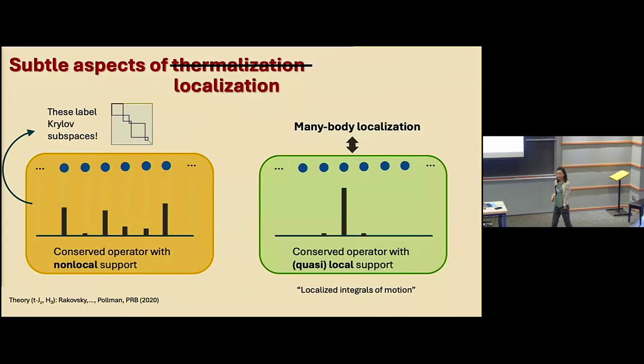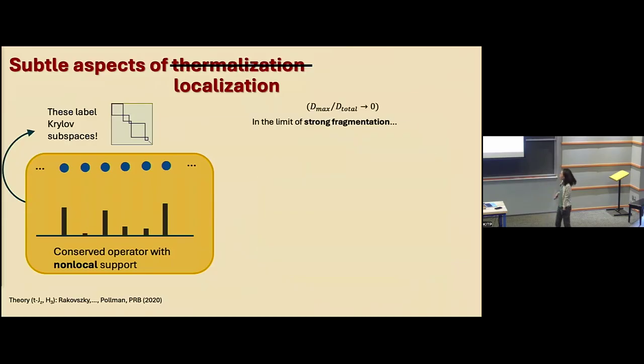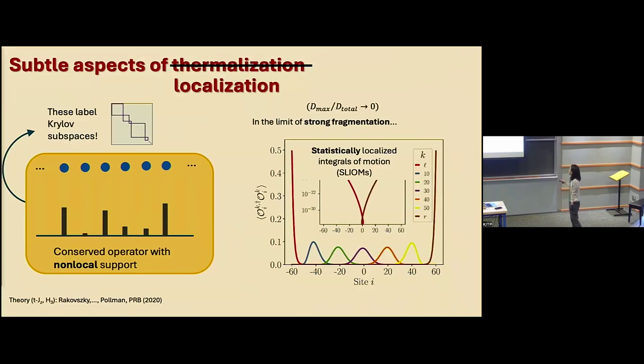So the question we want to ask is, does this mean that you only expect to see thermalization and not localization? Well, it turns out that in the limit of this strong fragmentation, you can actually get a subtle form of localization, and this is known as statistical localization. Okay? So in other words, when you take the expectation values of these conserved operators, what you actually get is that you pick up a vanishing contribution from the entire system, and therefore they appear local, just because that contribution is so small. And this only shows up when you're taking a statistical average, so it's an expectation value.